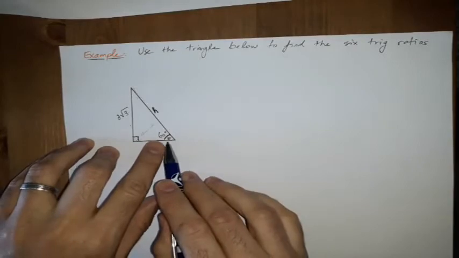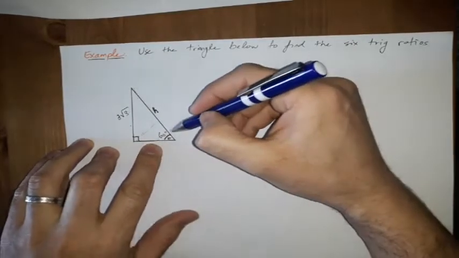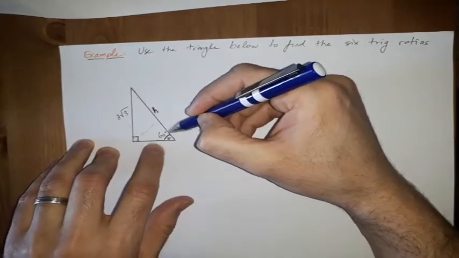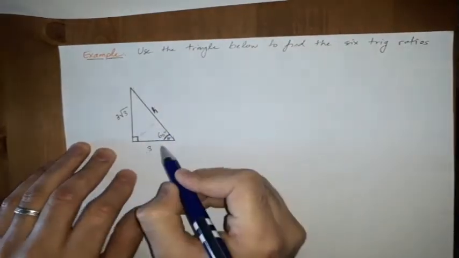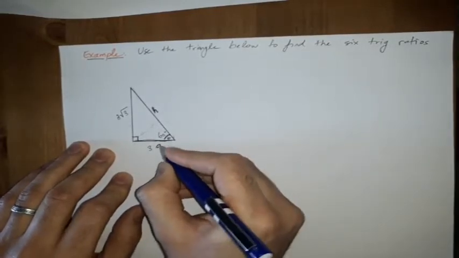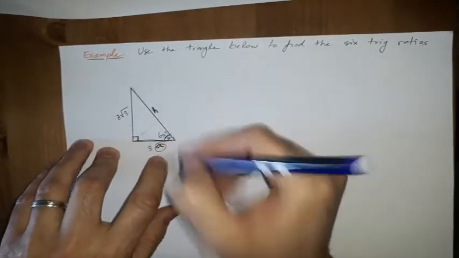What is the adjacent side for 60 degrees? The adjacent side is the side right next to the angle, other than the hypotenuse. So this is the hypotenuse, and the adjacent side is right here. So 3 is the adjacent side for this angle.